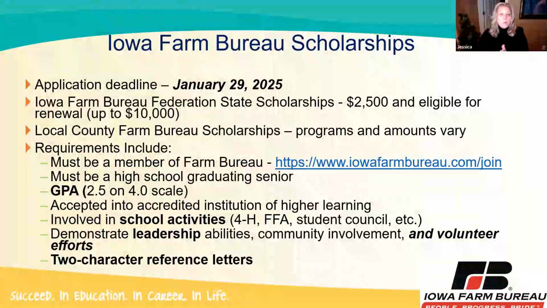So let's say you're a sophomore in high school. Here's what you're going to be looking at. When is it due? For next year, it's going to be due January 29th, 2025. So remember, it's the first part of the year. That's when it's due. What do you need to have? A 2.5 on a 4.0 scale. Involved in school activities, 4-H, FFA, student council, and so on and so forth.